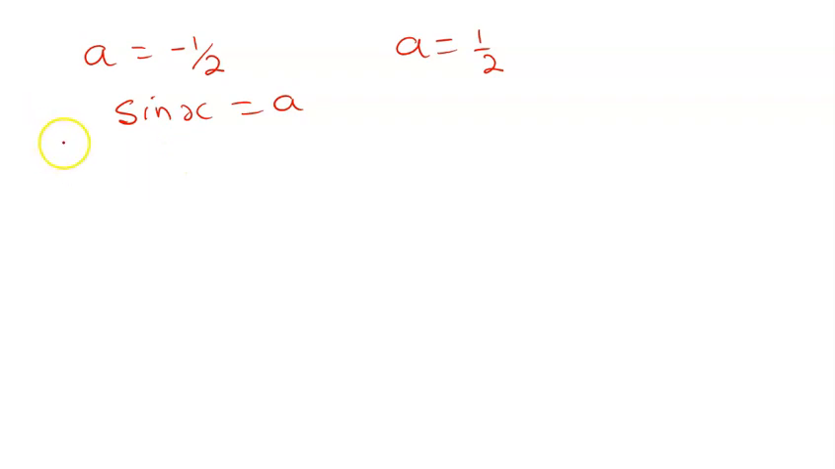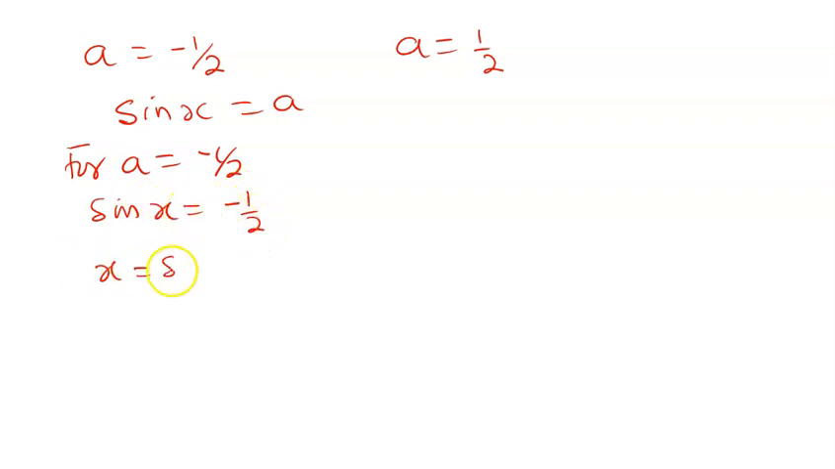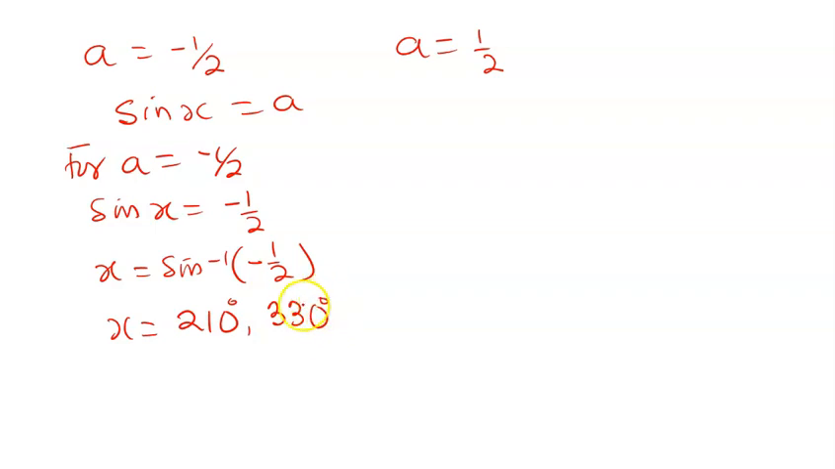So for a is equal to minus 1 on 2, sine x is equal to minus 1 on 2, so x will be sine inverse of minus 1 on 2. Now when you check the values of x which will give you negative 1 on 2, they are 210 degrees and then 310 degrees. You can use your calculator to compute.